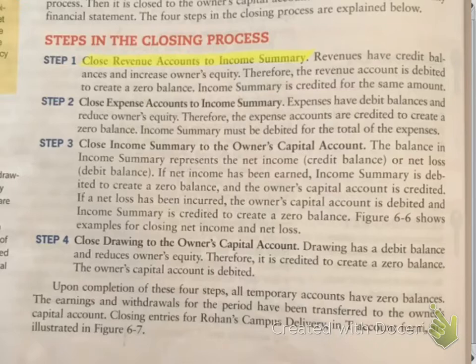You remember that revenue accounts have a credit balance. To close the account means to bring it to a zero balance. So if it has a credit, to close it, we are going to need to debit the revenue account and credit income summary. Step 1, the entry will always look the same. You are going to debit the revenue account and credit income summary.